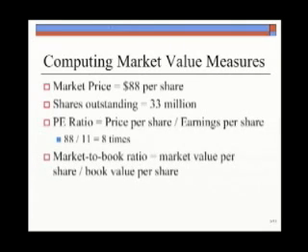Then the market to book ratio: take the market value per share of $88 and divide by the book value per share. Remember, book value per share is equal to the equity on the balance sheet divided by the number of shares outstanding. In this case, 1.12.